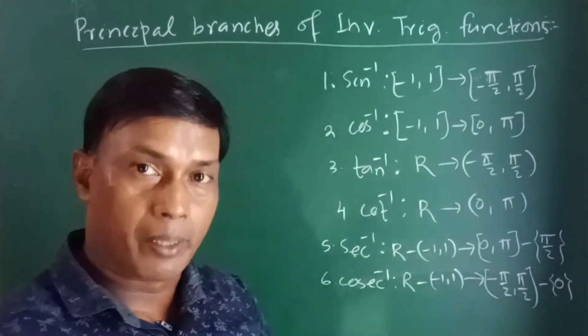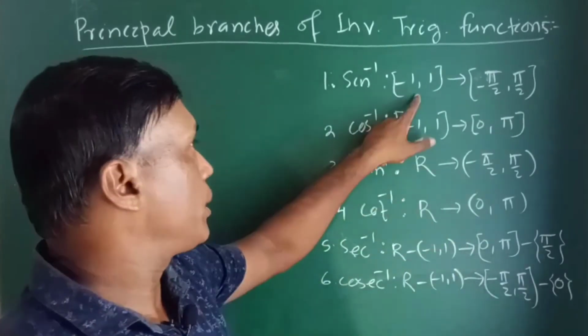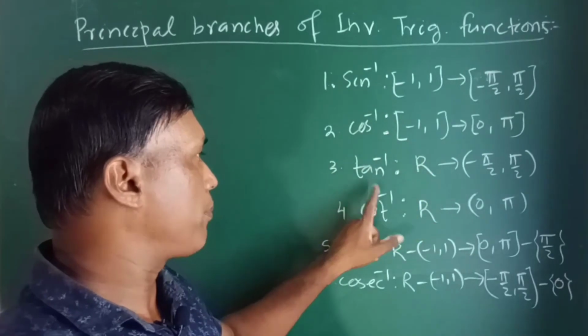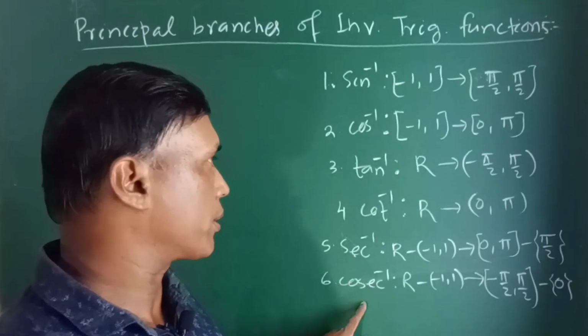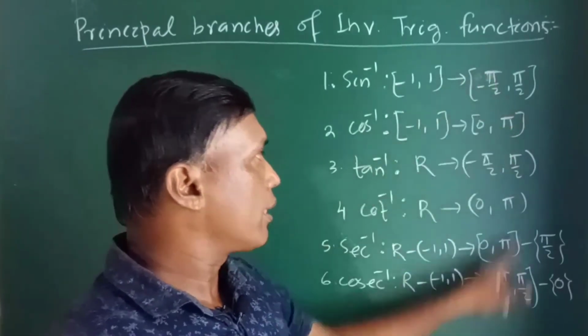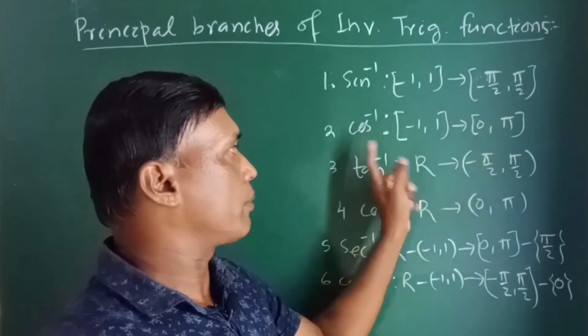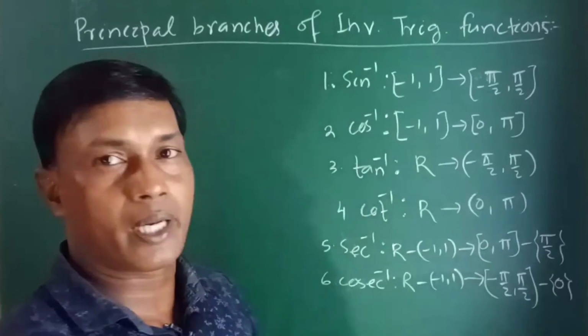So you have to remember the domain and the range of inverse trigonometric functions. This is the domain of sine inverse, this is the domain of cos inverse, this is the domain of tan inverse, these are the domains of sec inverse and cosec inverse, and these are the ranges. This is the range of sine inverse, this is the range of cos inverse, and these are the ranges and domains of the inverse trigonometric functions.